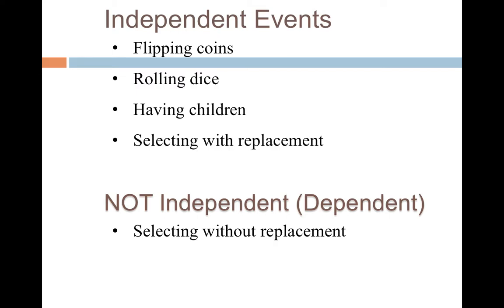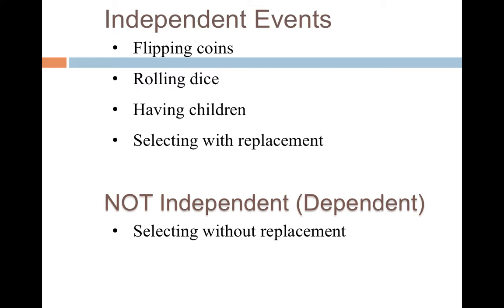Independent events have no effect on each other. So for instance, when we're flipping coins, the first coin being heads has no effect on what the second coin might be. This is true whenever we're rolling dice, or having children, or anytime we're selecting something with replacement. Because if I have a jar of balls and I pick out one and put it back, it doesn't change what's in the jar.